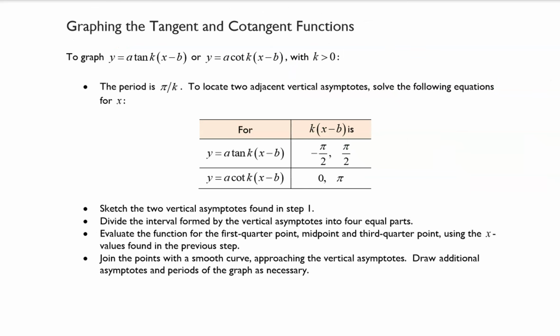So here are some general guidelines that you would want to use when you are trying to graph tangent and cotangent functions in general. Recall that the period is pi over k, and you want to locate two adjacent vertical asymptotes by solving the following equations for x. Depending on whether you are doing tangent or cotangent, you are going to set them equal to different things. We'll go over examples of what that looks like in just a moment, and then you can read through the rest of the steps.